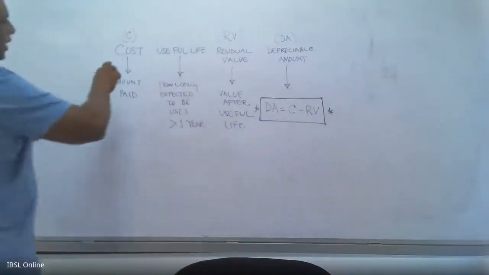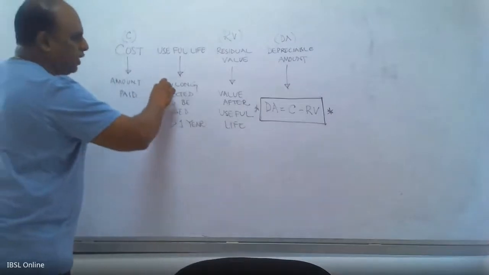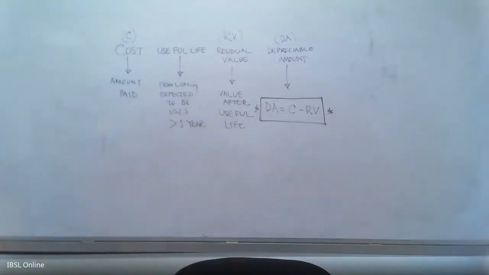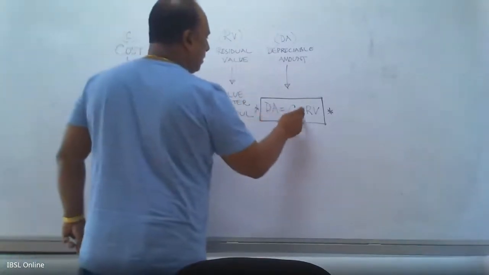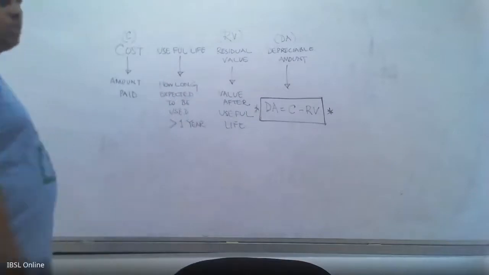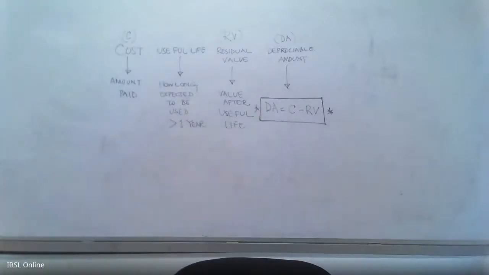Okay. So we have the cost, we have the useful life. Now we have the depreciable amount, which is DA equals C minus RV, which is cost minus residual value. So I would like you all to take down this as a snapshot. It will be very useful for you to understand.